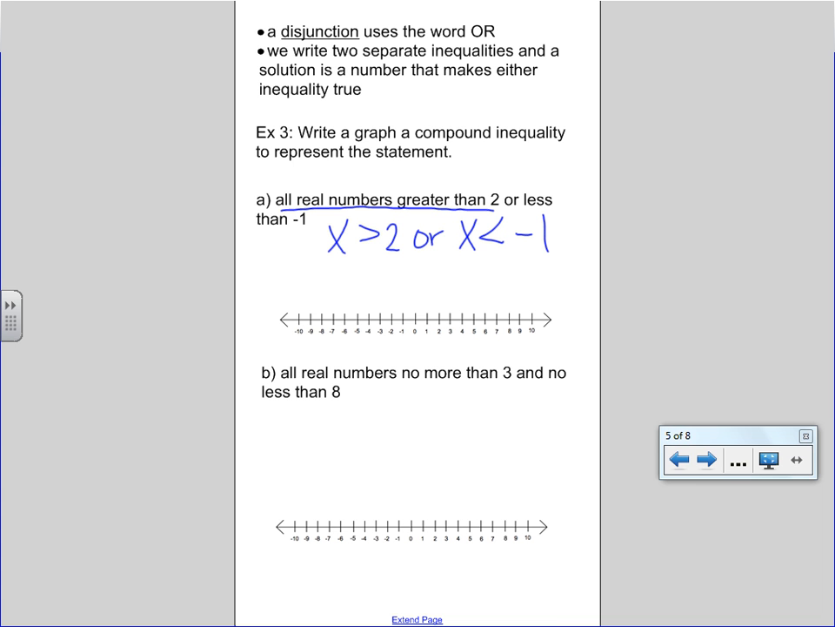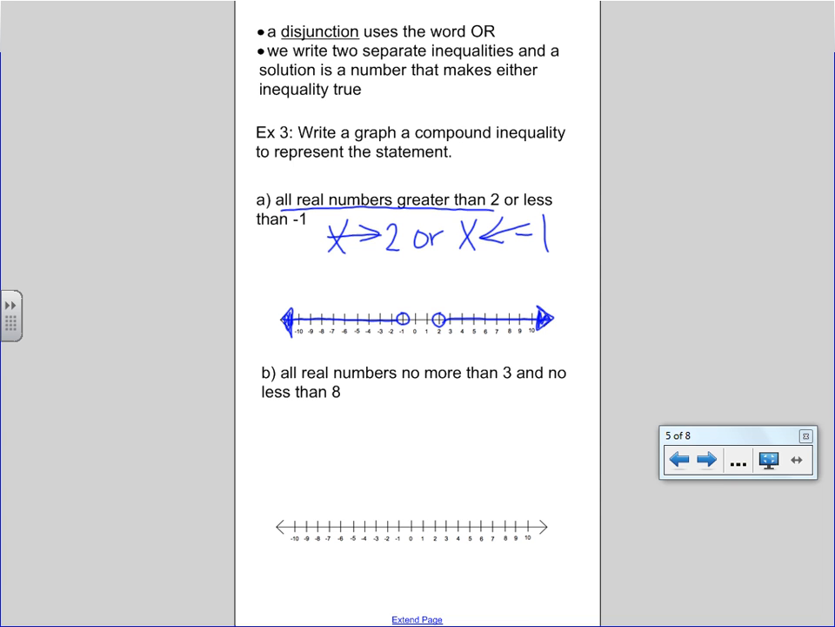Now when I graph these, since it's or, they're not going to come together. They're going to separate. They're going to go apart. So I have x is greater than 2. I'm talking about 2. It's going to be open because there's no equal to. If I turn that sign into an arrow, it points to the right. So this is where I would shade for that one. On the next one, I'm talking about -1. It's going to be an open circle because there's no equal to. If I turn that sign into an arrow, it points to the left.